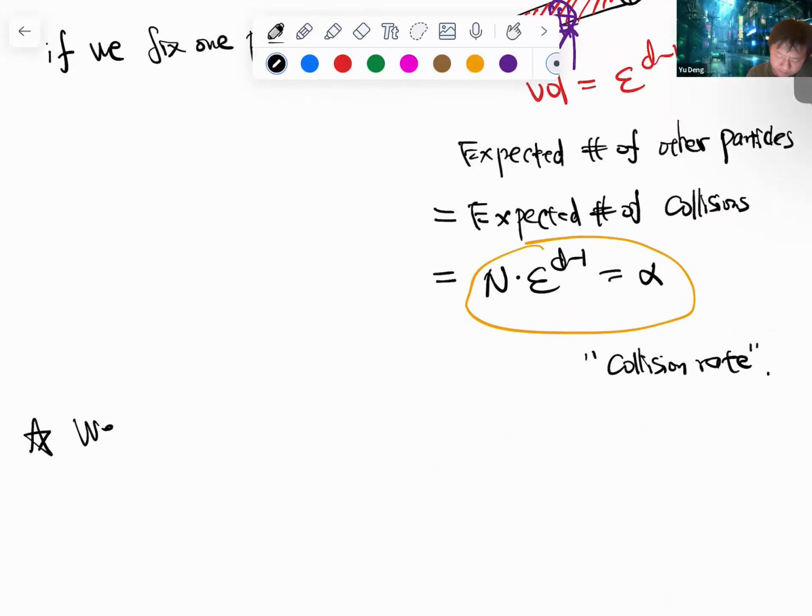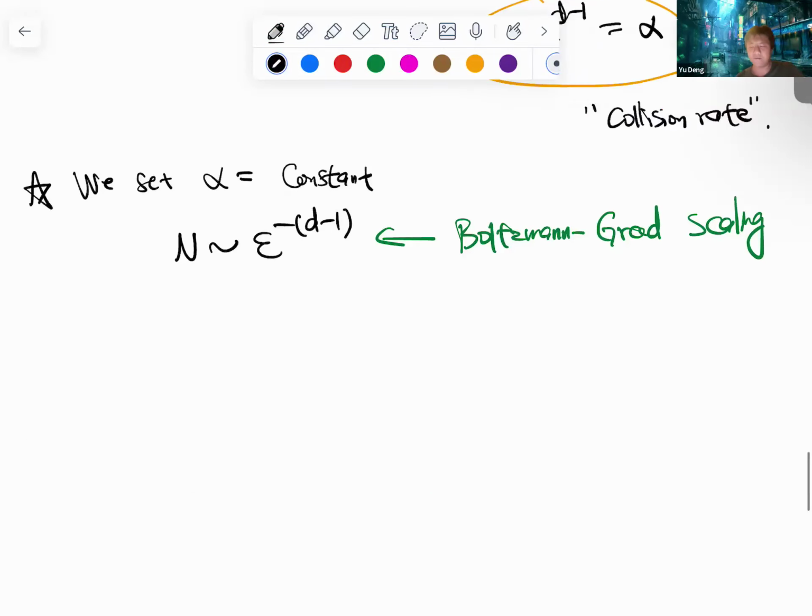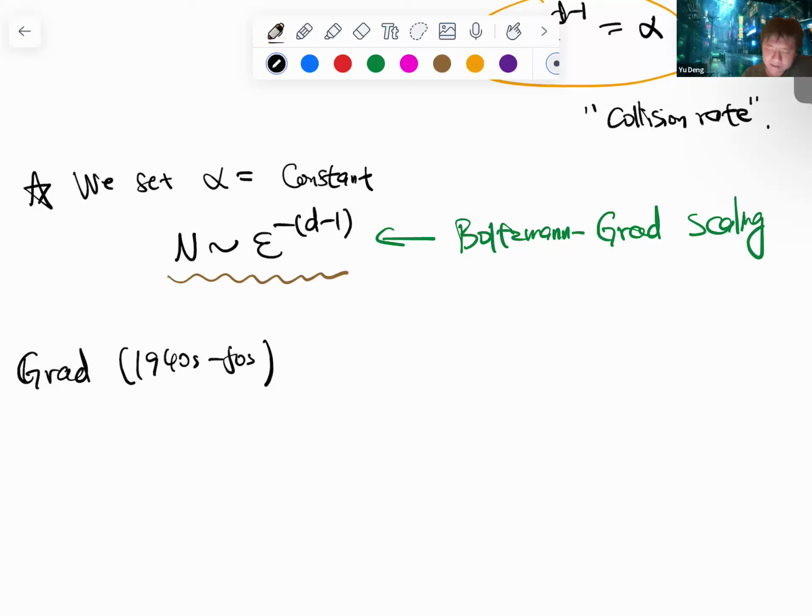So we set alpha equals constant. In other words, n equals epsilon to the minus (d minus 1). This is the so-called Boltzmann-Grad scaling. This was introduced by Grad in the 1940s, 50s, I think, who was the first one to realize that you can expect to derive the Boltzmann equation under this particular scaling law. So you're expecting the Boltzmann equation in this setup.